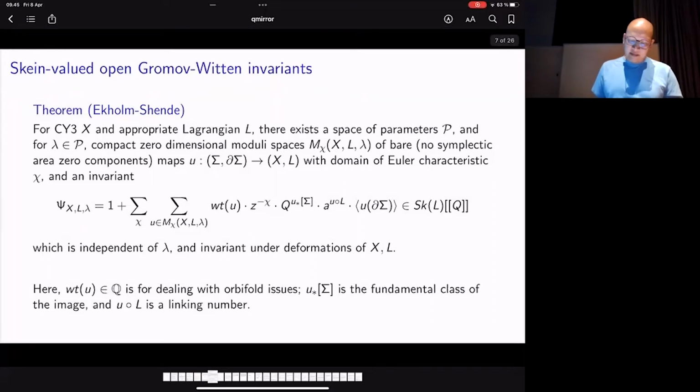Now the most unusual, one unusual aspect of this is this A variable. What is this? Morally, it's supposed to be a linking number. It's a linking number of the curve with the Lagrangian. And in closed Gromov-Witten theory, that would make good sense. A curve in a CY threefold is two-dimensional, the Lagrangian is three-dimensional, so there should be a linking number. To define a linking number, of course, you should choose a bounding chain for the Lagrangian. That's what it means to give a linking number.